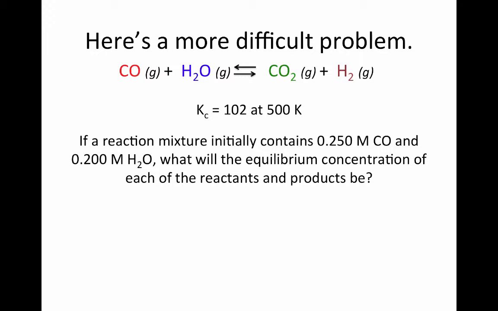So here's a more difficult problem. As I said before, the last problem only required simple algebra to solve, and that's pretty unusual. So we need to look at a problem that requires a lot more difficult algebra. So here is a reaction in which we have carbon monoxide reacting with water. This is in the gaseous state, to give carbon dioxide and hydrogen gas. We have a reaction mixture of carbon monoxide and 0.2 molar water, and we want to know what the equilibrium concentration of all the reactants and products will be.